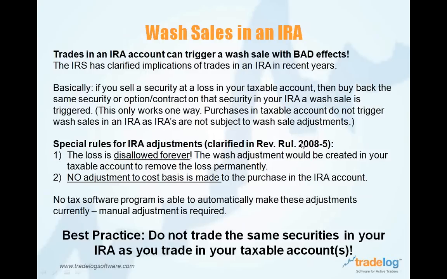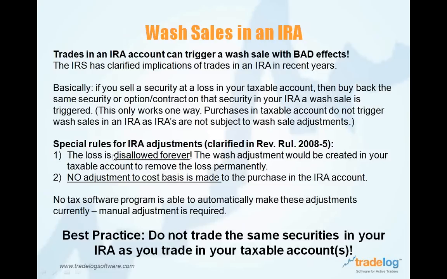So in Revenue Ruling 2008-5, here's what the IRS clarified. The loss that was disallowed, that was shifted from your taxable account to the IRA, it's gone forever. In fact, it wasn't even shifted, because there's no adjustment made to the cost basis of the purchase you made in your IRA account. You lost it completely.